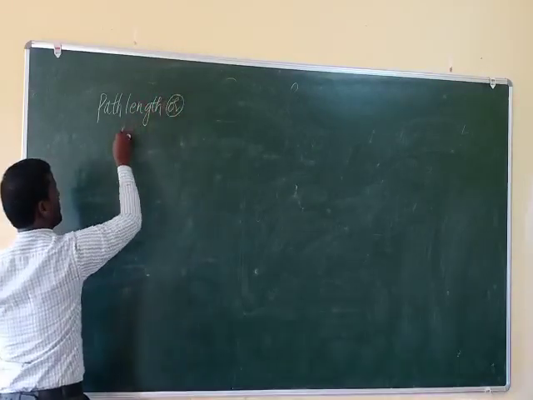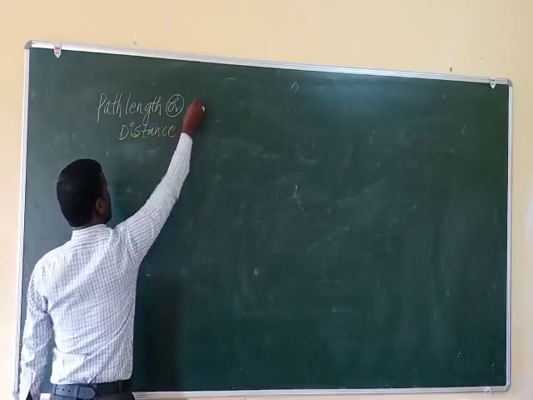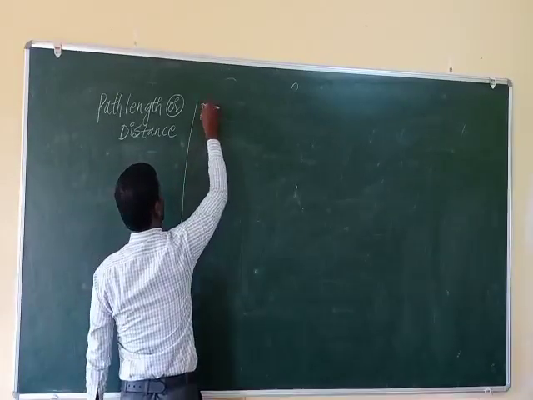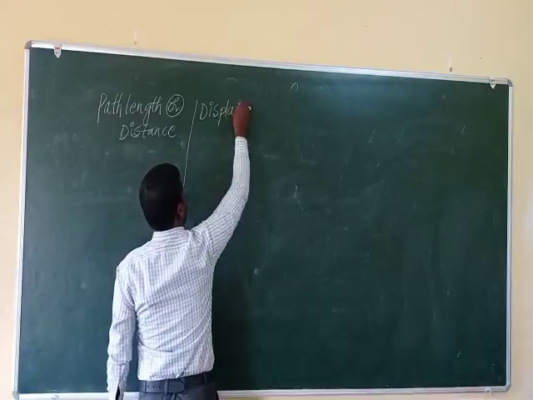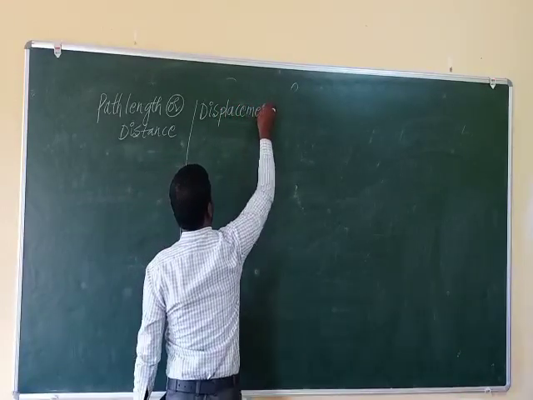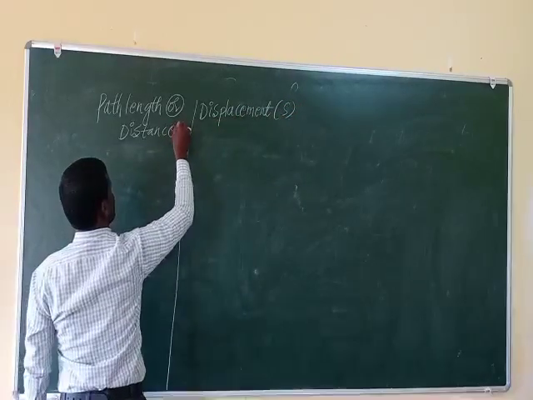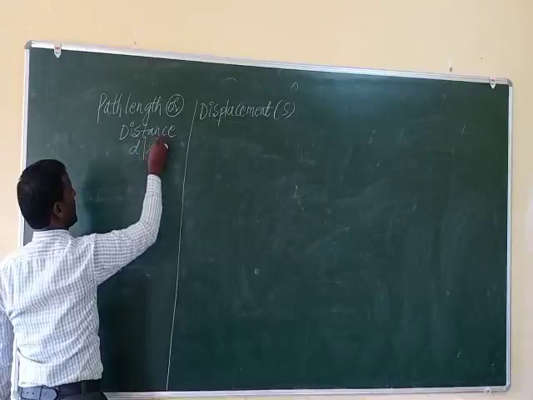Path length or distance. Distance. Here displacement. Displacement. Yes, this is the symbol D or X.